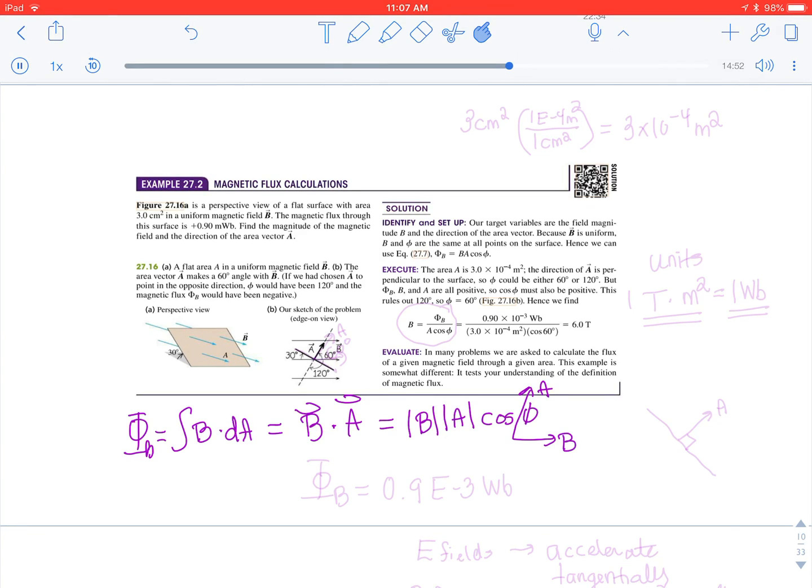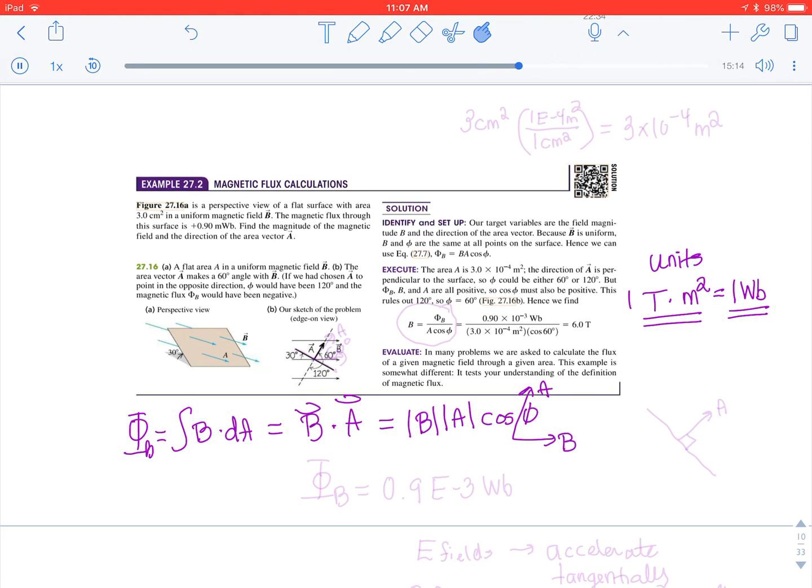Just a quick comment on units. The units we're going to be working with are the units for magnetic field, which is Tesla, times the units for area, which is meters squared, and that's actually our unit of Weber. So 1 Tesla meter squared is 1 Weber. So if you see units like that, that's what we're working with.